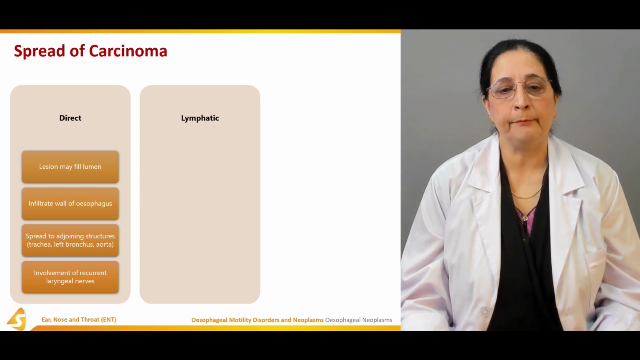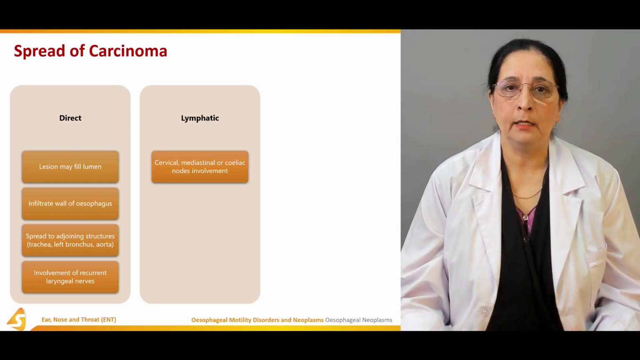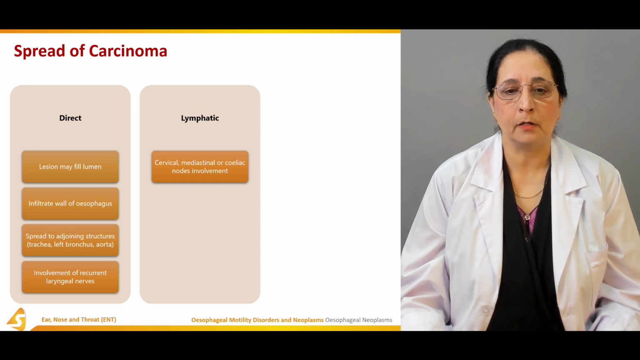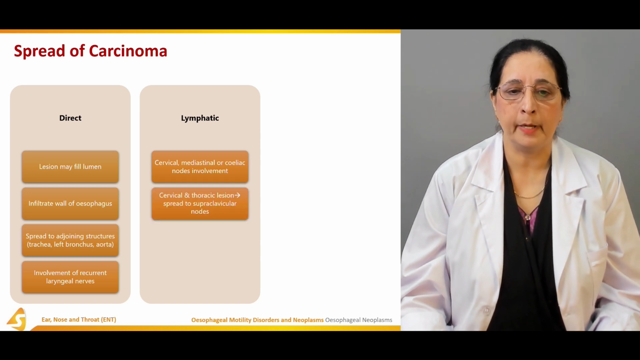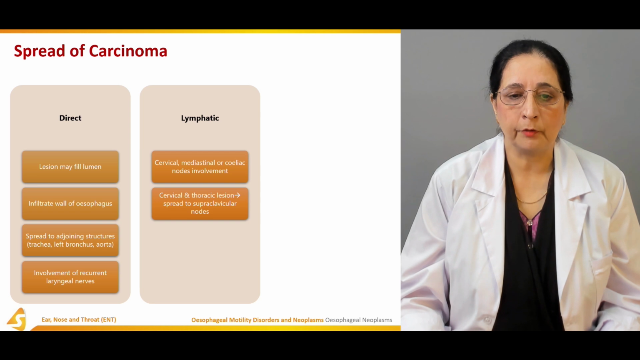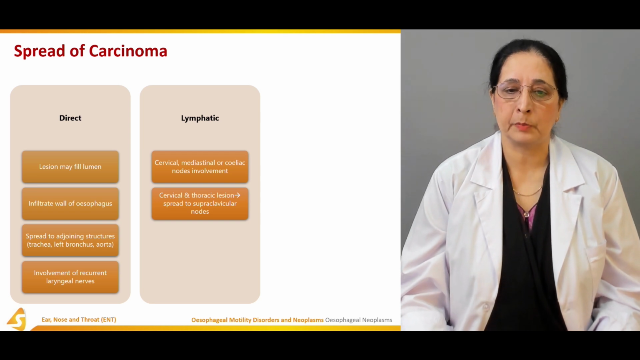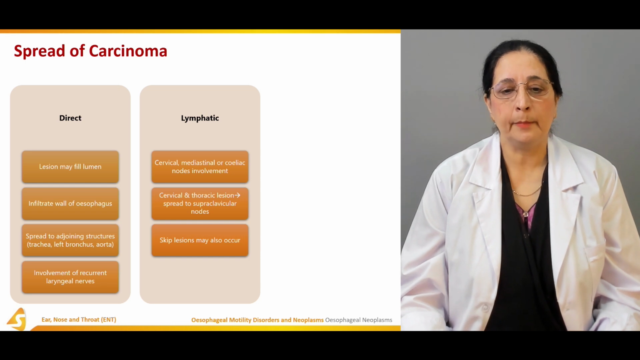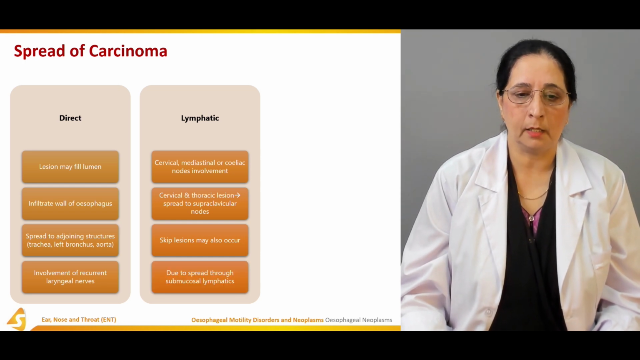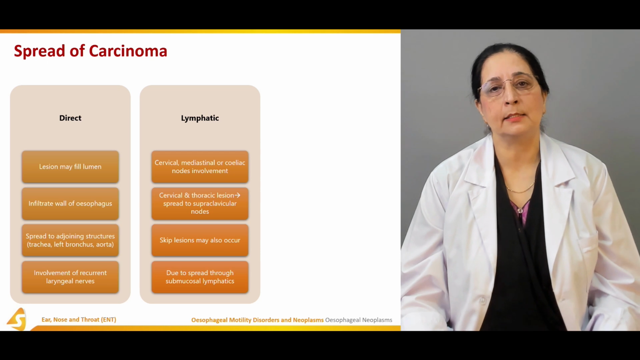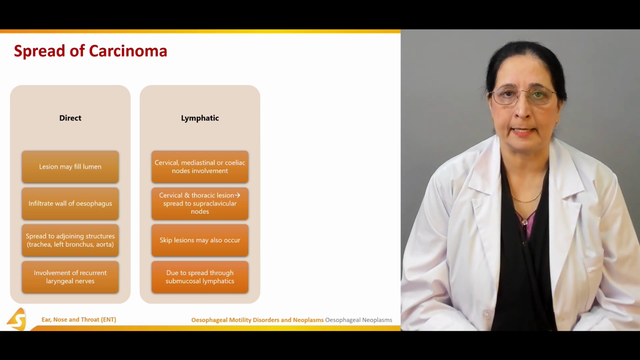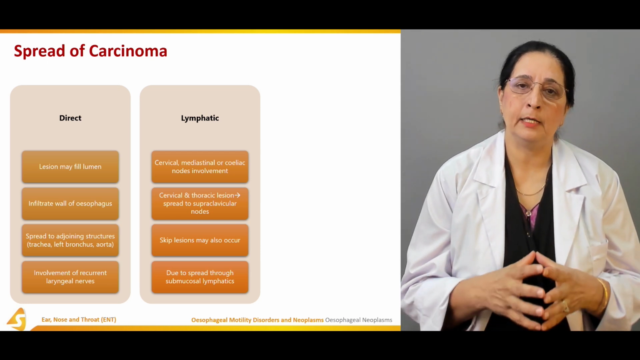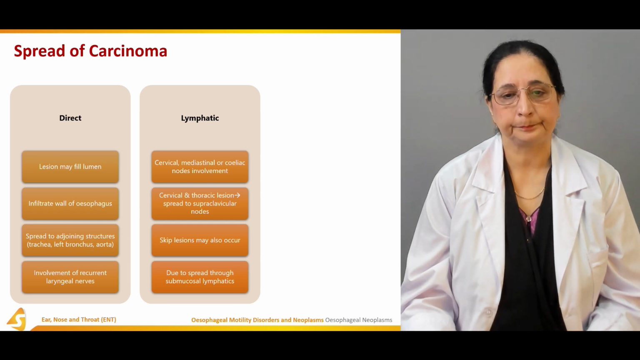Or spread occurs by the lymphatics: cervical, mediastinal or celiac node involvement. Cervical and thoracic lesions spread to the supraclavicular node. Skip lesions may also occur, due to direct submucosal lymphatics. So lymphatic spread is through the lymphatics.